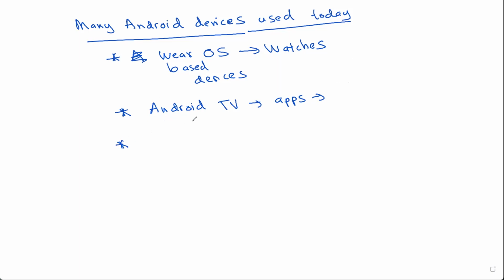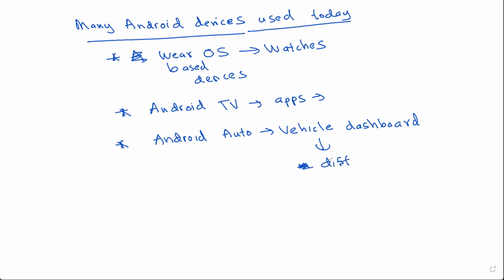Then we also have Android Auto, which can be used in vehicle dashboards, so that we can use those Android Auto systems to use different applications that are required for our different use cases, for entertainment, and for knowing the vehicle speed and vehicle status and so on.